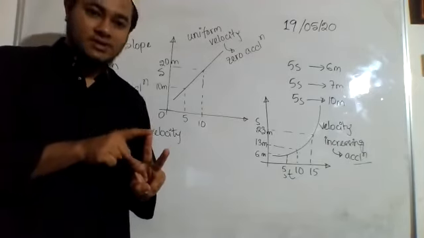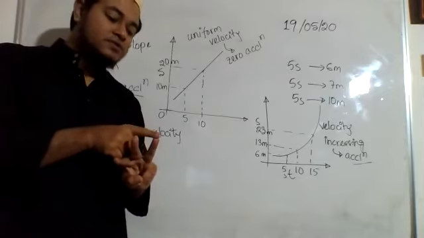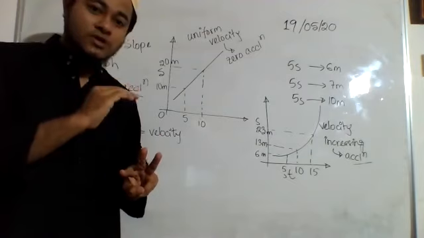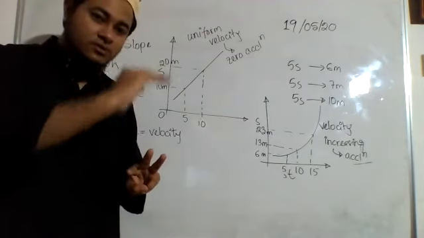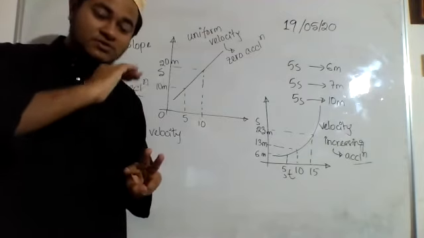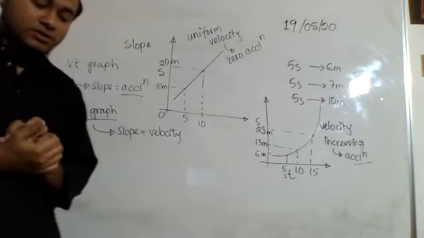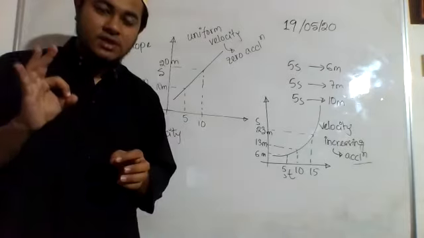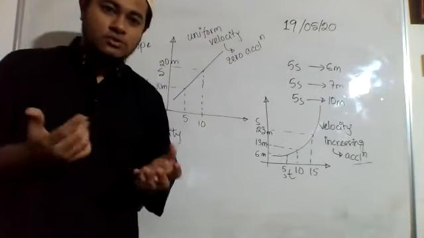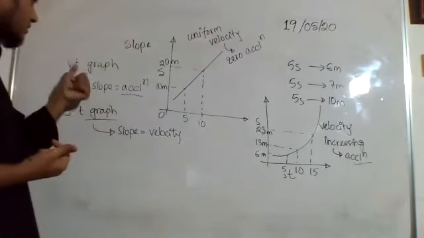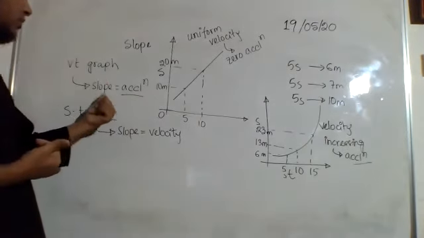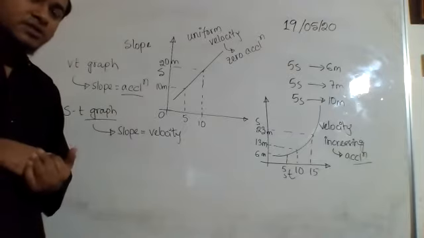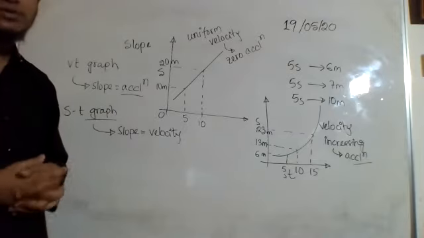because the acceleration is negative. And then in the velocity versus time graph, the velocity is neither increasing nor decreasing, it is constant. The velocity is remaining constant, so as a result there is no acceleration, zero acceleration, and the slope is also zero, because I already told you that from the velocity versus time graph, if you calculate the slope, that slope is equal to acceleration.